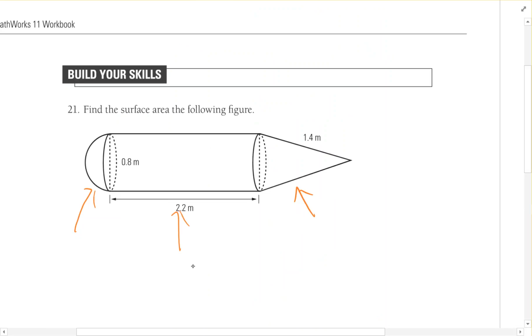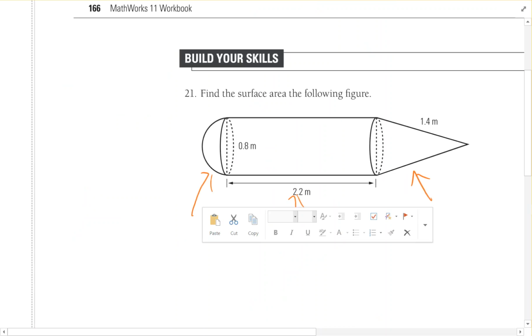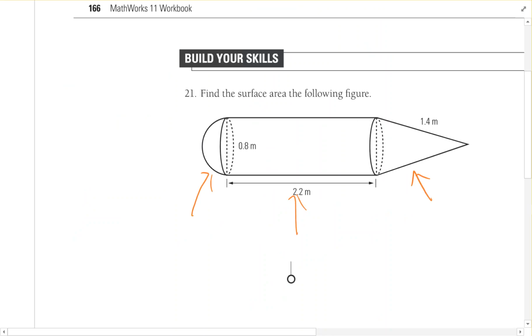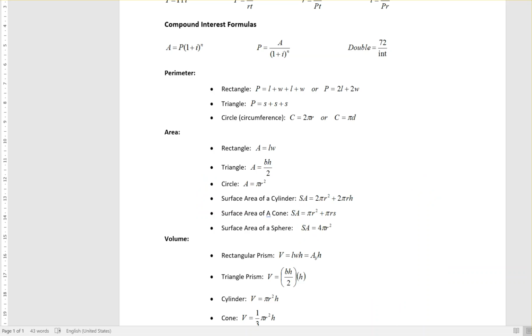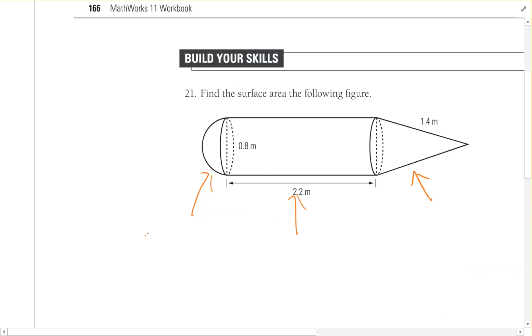So let's figure out the surface area of the semicircle first, or the semisphere, I should say. So you go to your formula sheet. Let's write down surface area is equal to 4 pi r squared. That's what a sphere would be, right? So 4 pi r squared is what that area is going to be.